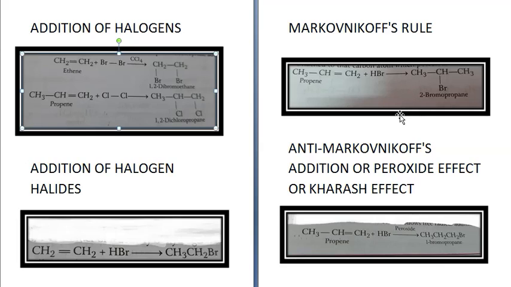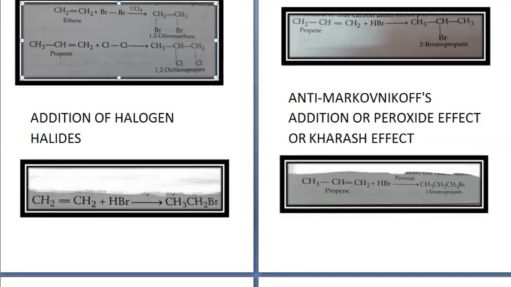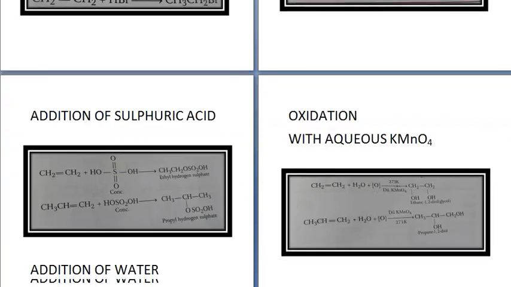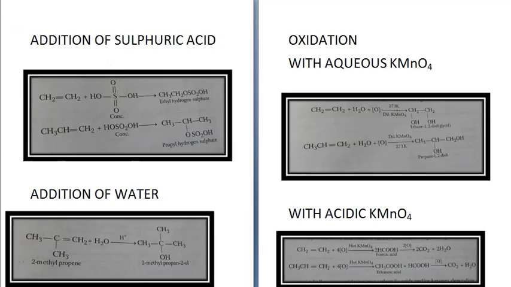So this is the addition according to Markovnikov's and anti-Markovnikov's rule. Anti-Markovnikov's rule is also called the Kharasch effect. Next property is addition of sulfuric acid. It takes place according to Markovnikov's rule.